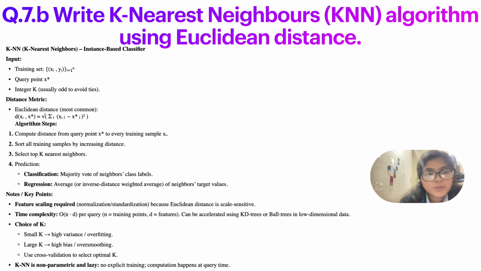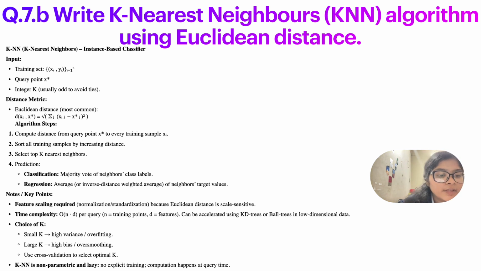K nearest neighbor algorithm using Euclidean distance. So here, if we need to predict a value, then we calculate the k nearest neighbors. And how do we calculate which points are nearest? So here we use a distance metric, that is Euclidean. It is used for calculating the distance between 2 points in space.